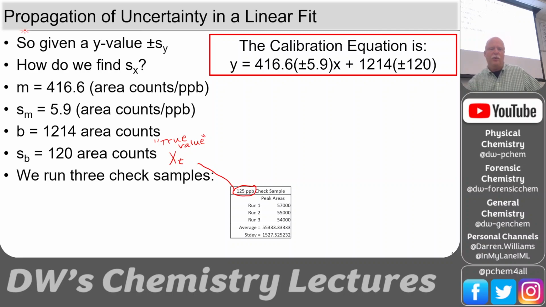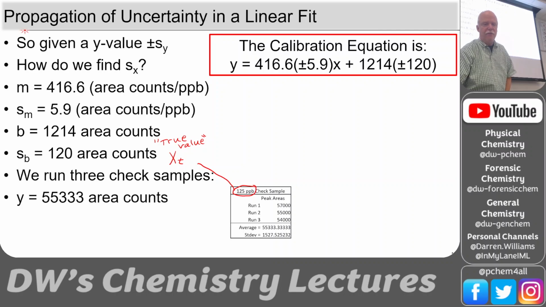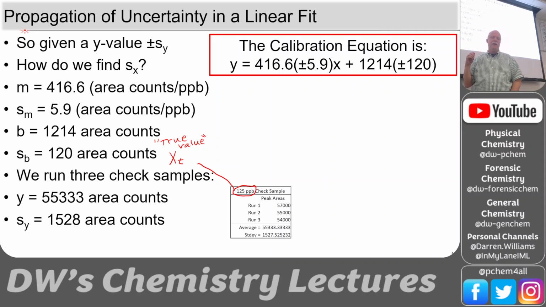And so what we're doing is we're checking our instrument. We've got a known. We're running it through as if it's an unknown, and then we're going to see the result. We'll get hopefully 125, but we'll also see how certain we are. So this is the average 55,333 counts, and here's our uncertainty in that value.